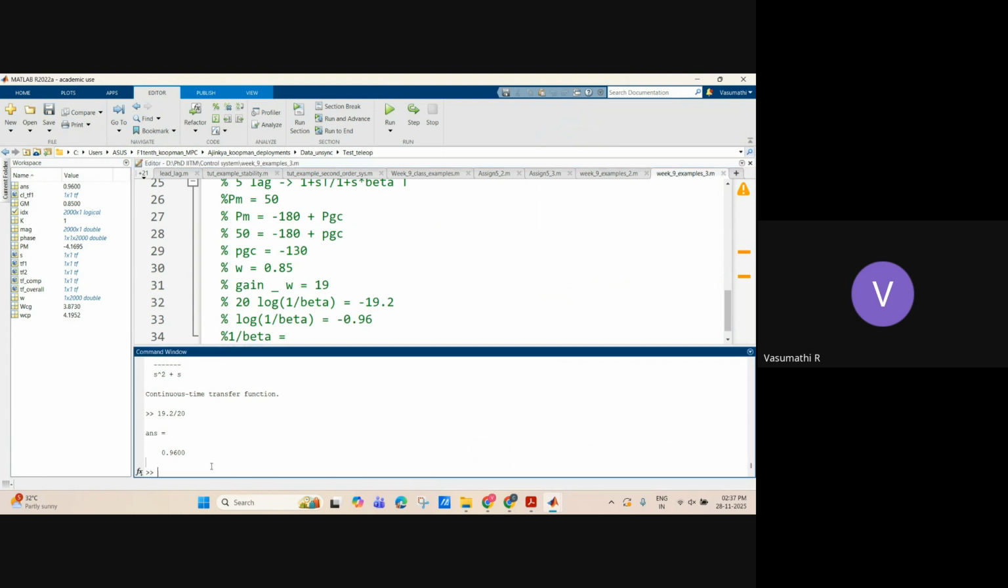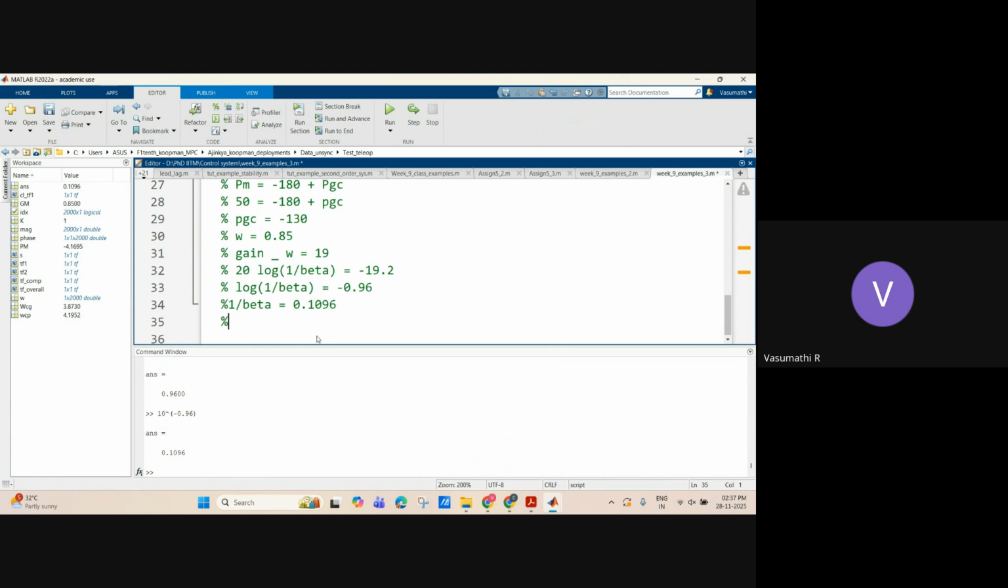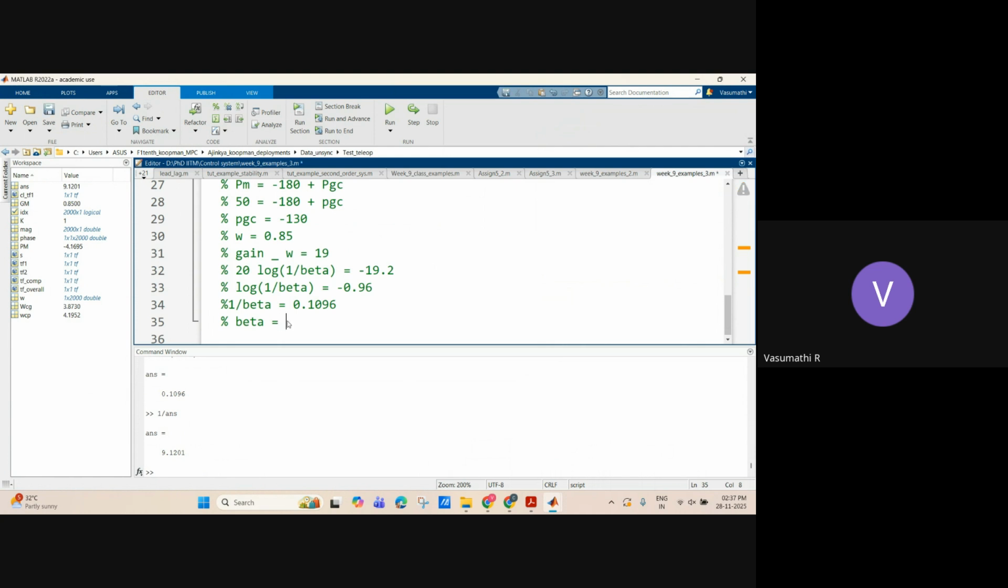1 by beta is equal to 10 power minus 0.96, which is 0.1096. Beta is equal to 1 divided by the answer, 9.12, around 9.1. Yeah, it's correct. It should be greater than 1 always, right? Whatever value, there is no upper bound for this. So beta is 9.12. It's the answer.